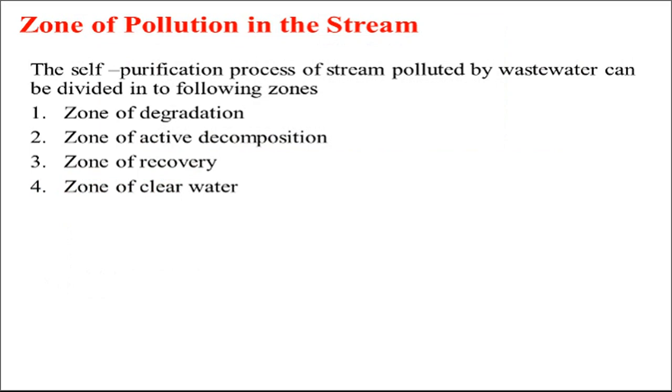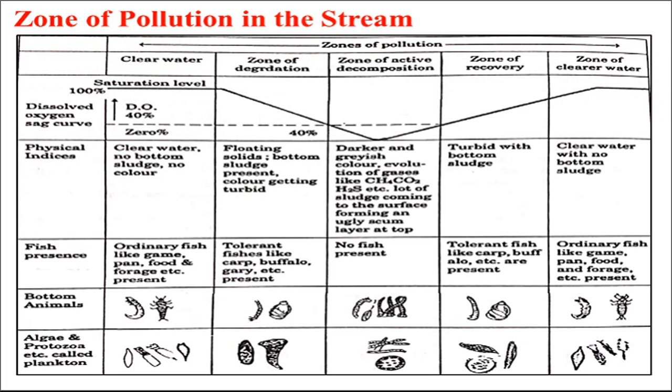The self-purification process of a stream polluted by wastewater can be divided into the following zones. First is the zone of degradation, second the zone of active decomposition, third the zone of recovery, and fourth the zone of clear water. So these four zones we are going to study in detail. Before that, we are going to see the sketch of zones of pollution in a stream.